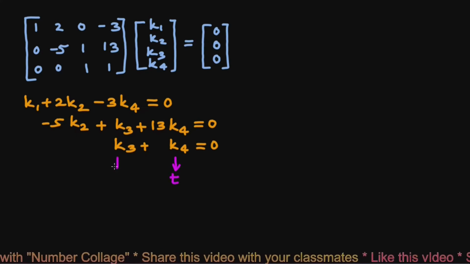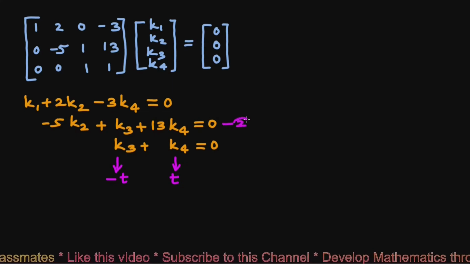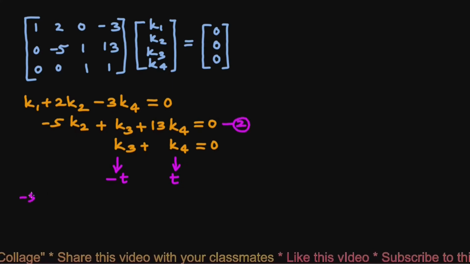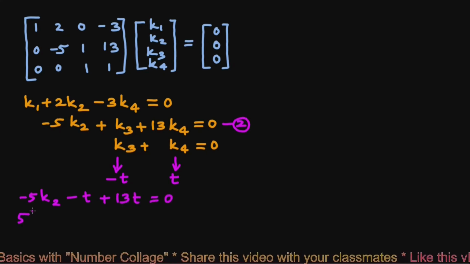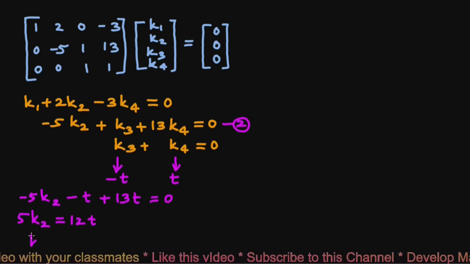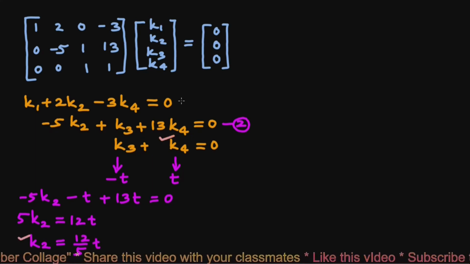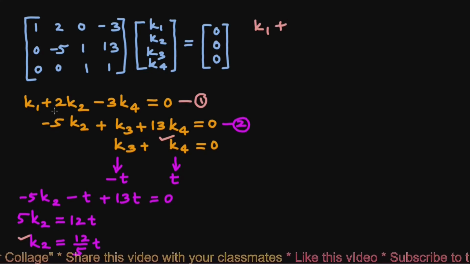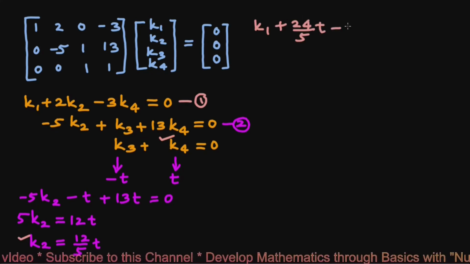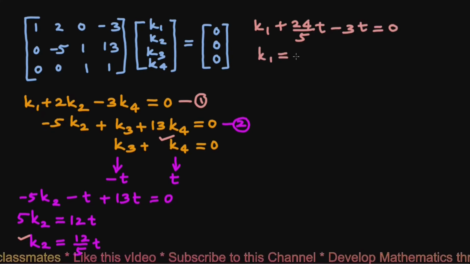The last is an equation in two variables, so we will assign k4 equals parameter t, so that k3 becomes minus t. Using these values in equation 2, we get minus 5k2 minus t plus 13t equals 0. 5k2 will be 12t, so k2 will be 12 by 5 t. Using values of k2 and k4 in equation 1, we write k1 plus 24 by 5 t minus 3t equals 0. This gives k1 equals minus 9 by 5 t.